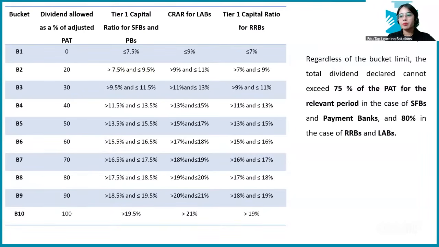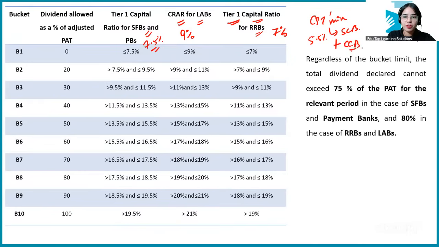Now, what is the minimum tier 1 capital for the small finance bank and the payment bank? 7.5%. What is the minimum CRAR for the local area banks? 9%. What is the minimum tier 1 capital for the RRBs? 7%. What is the minimum common equity tier 1 capital for the scheduled commercial bank? It is 5.5%. Adding the capital conservation buffer, it becomes 8%. Okay. So these are also important percentages that you have to keep in mind.